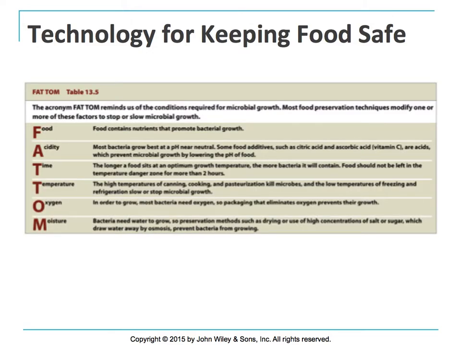This table is from your text, table 13.5, the acronym FATTOM. You might have heard of it before, especially if you have worked in any type of food processing site. The acronym FATTOM is used to remind us of the conditions required for microbial growth. So first, F is for food, A is for acidity.